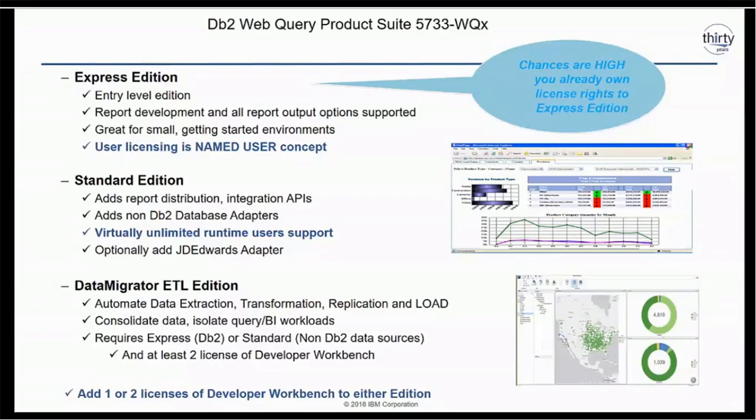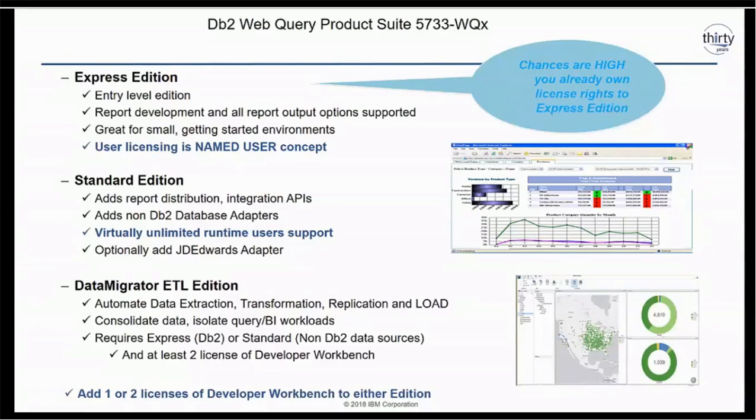And then probably the biggie from a cost perspective is really just this ability to support hundreds of thousands of concurrent runtime users through the runtime group licensing that is only available in Standard Edition.